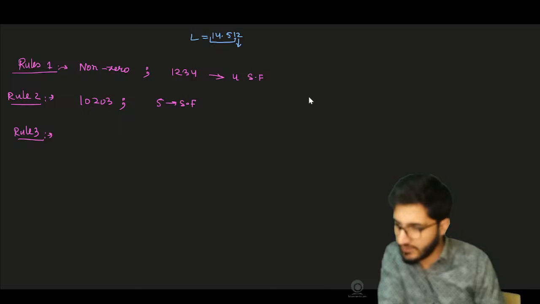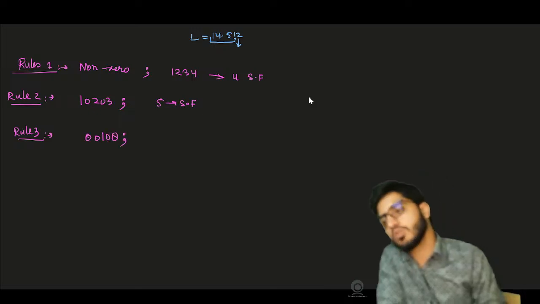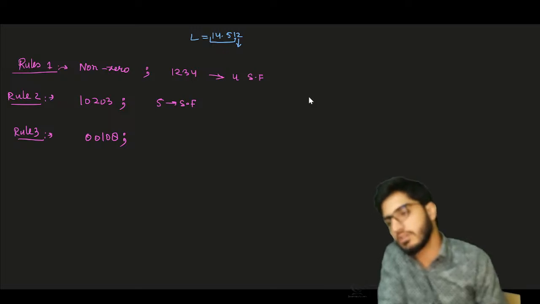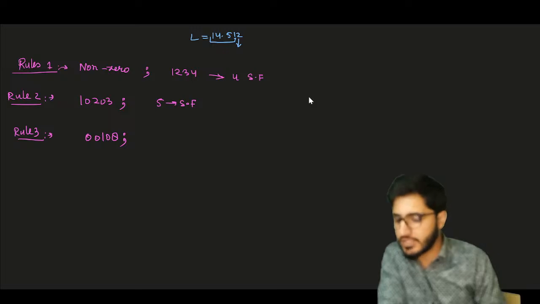Rule three: if we have something like 0, 0, 1, 0, 8, the zeros to the left of the non-zero digit are non-significant. So only 1, 0, 8, three significant figures.